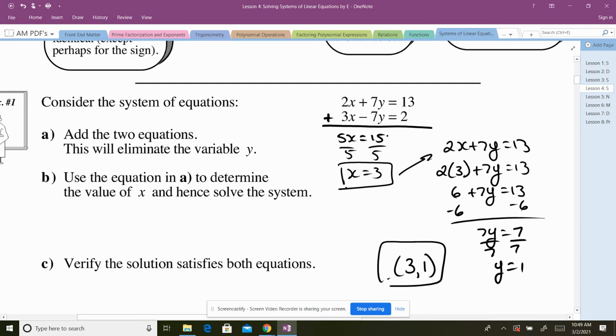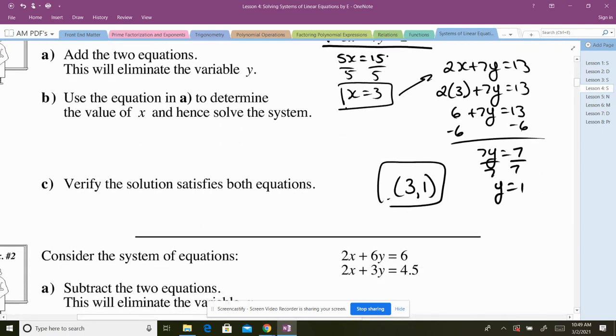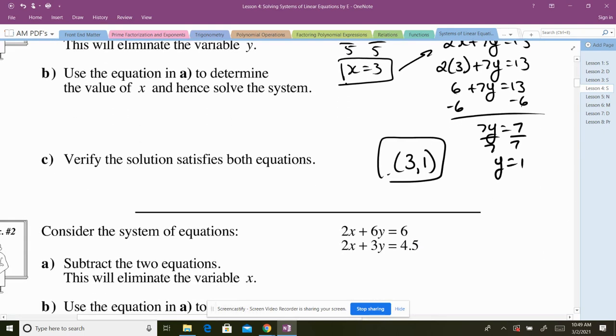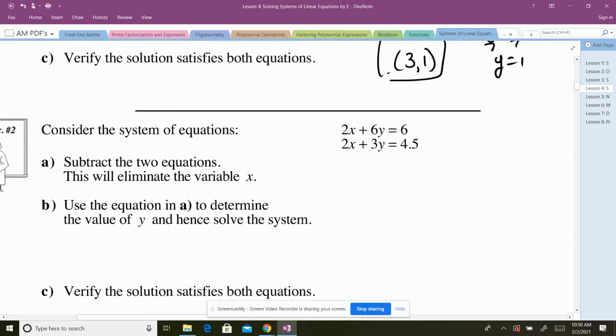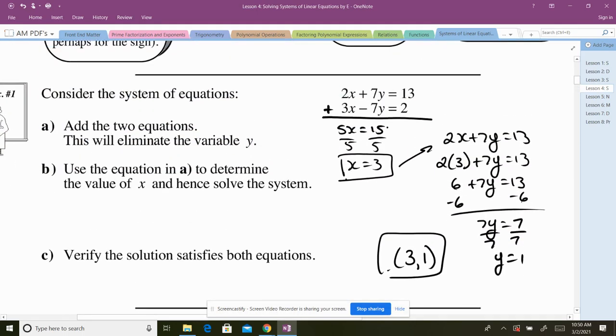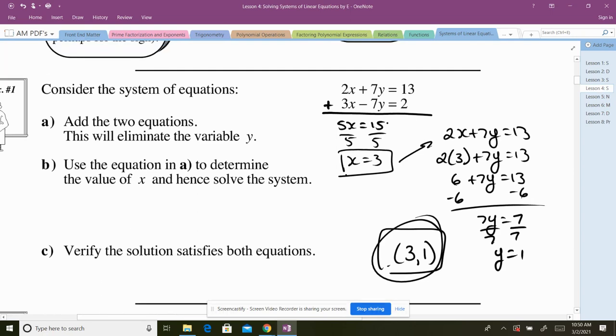Okay, do it the other way then. Well, you can just do this every time if you want. It's not always that simple. It's a faster way if they line up like this. Well, you'll see in a sec here.